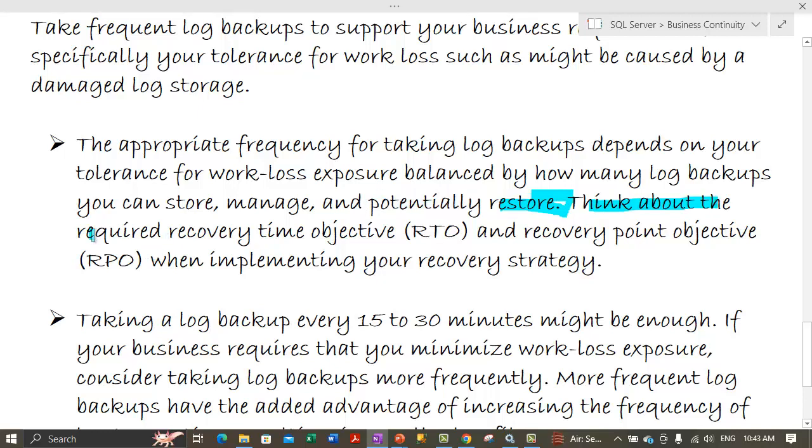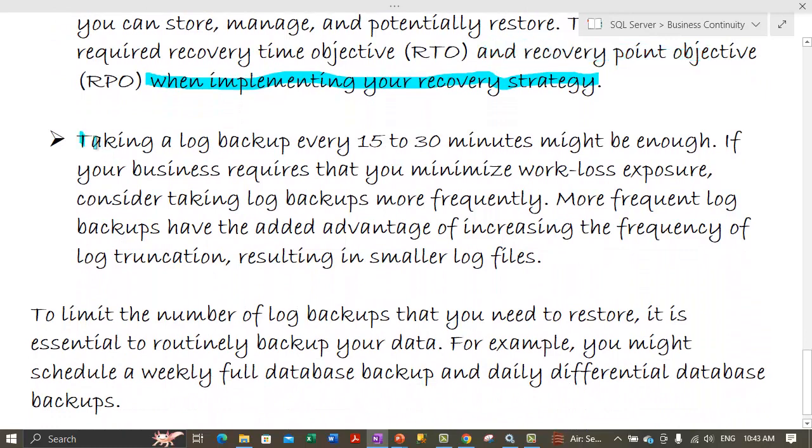And think about the required recovery time objective. We should keep this perspective in view: the recovery time objective, how much time it takes to recover our databases by restoring the log file, and the recovery point objective should also be kept in mind when implementing your recovery strategy. Now taking a log backup every 15 to 30 minutes might be enough if your business requires that you minimize work loss exposure.